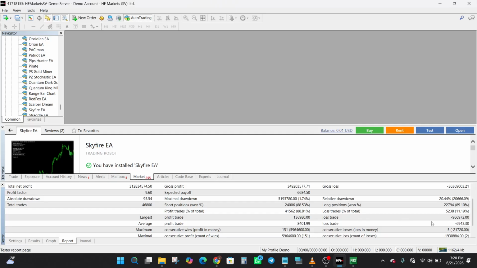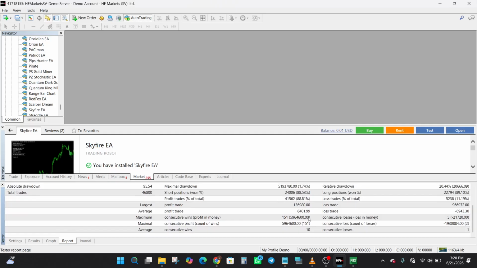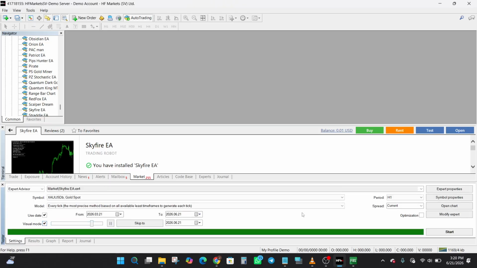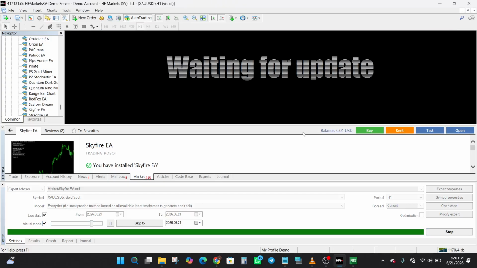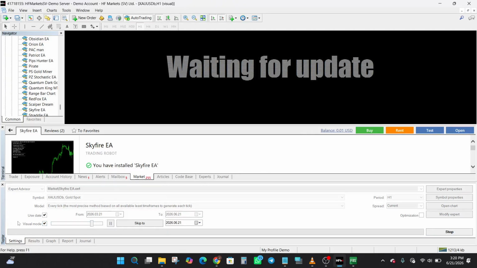$136,980. The largest loss was $966,972. The average profit was $8,401.99. Average loss $6,943.3. This tells me that the average risk to reward ratio is not all that bad, but it's not all that good either. Well, it might be okay for some people that are not after 1:2 minimum risk to reward ratio, right? But let's go turn on the visuals so that we can also see this EA in action.